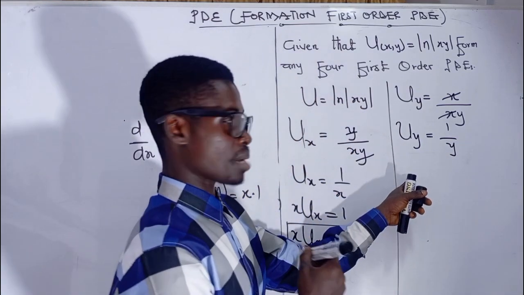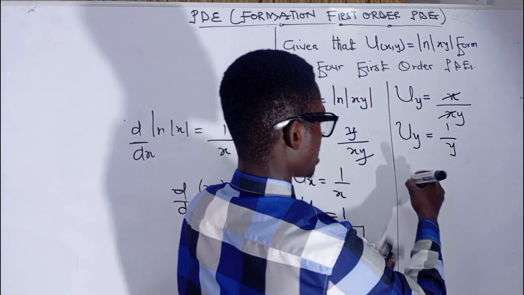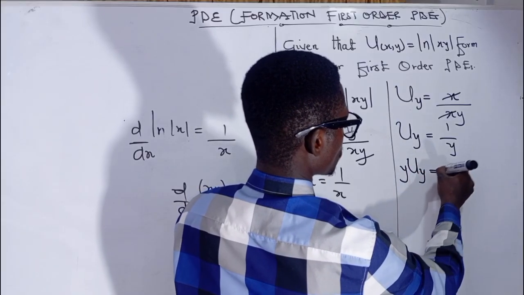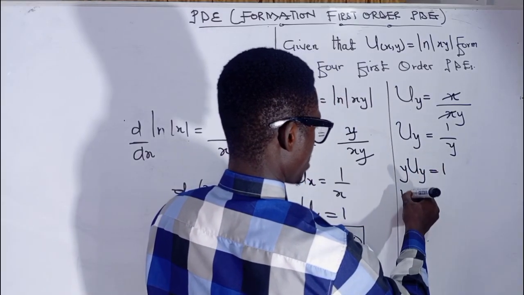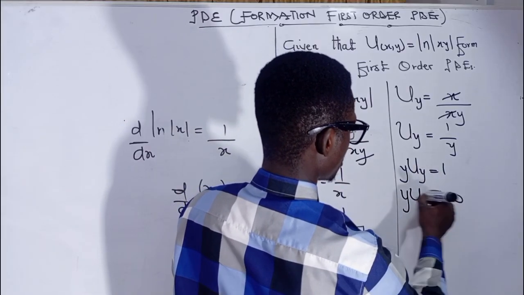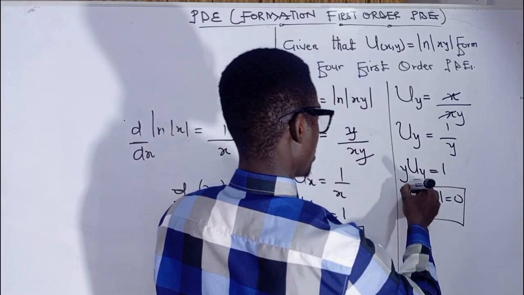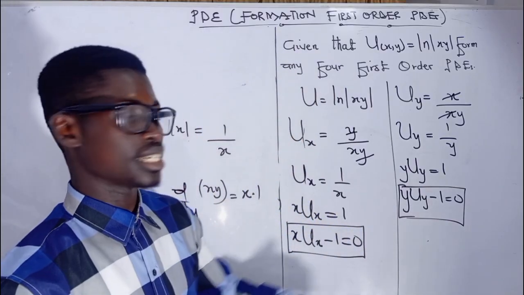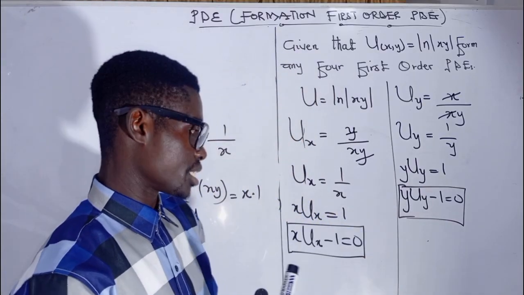So from here, we can do some cross multiplication. This will multiply this. So we have y uy is equal to 1. And we can write it as y uy minus 1 is equal to 0. So we have another one. So this is also a first order partial differential equation. Very good.